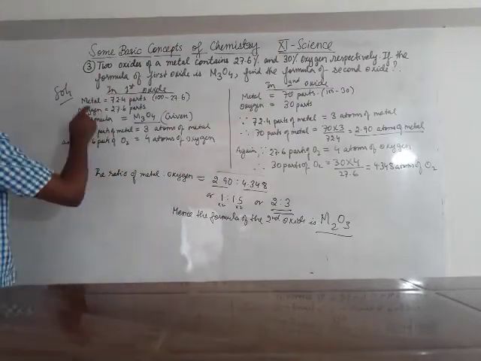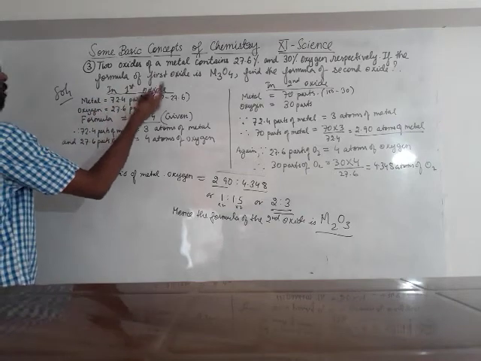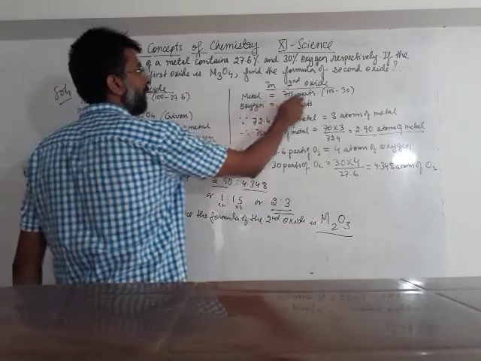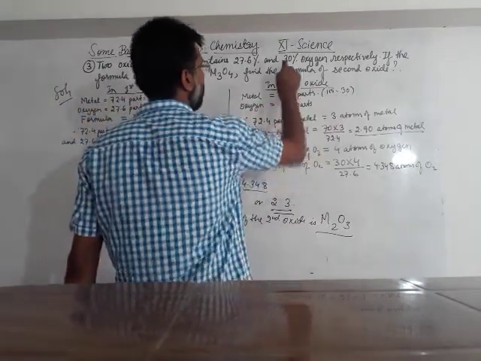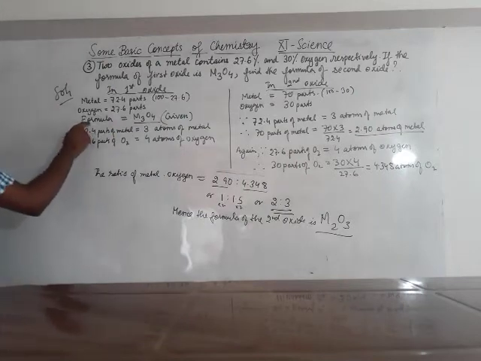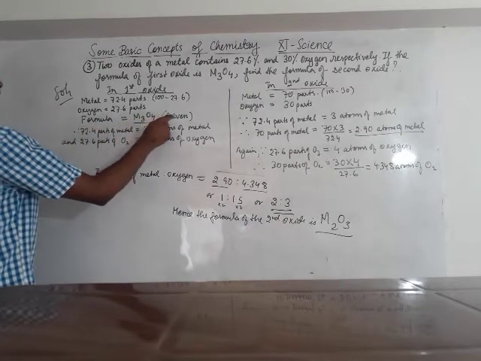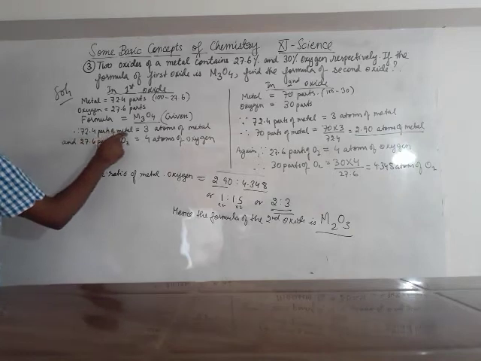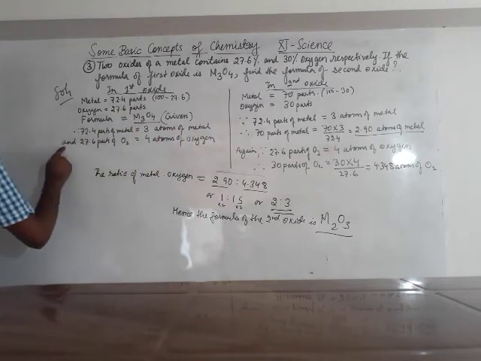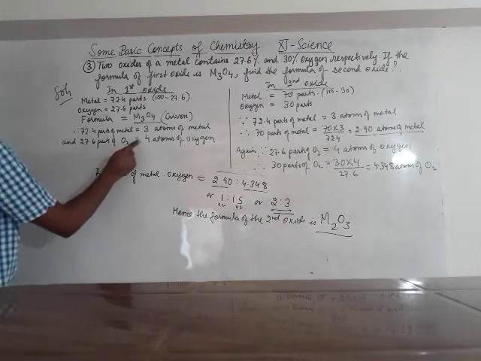In the first oxide, metal 72.4 parts. How? 100 minus 27.6. In the second oxide, metal 70 parts, 100 minus 30. It is given as 30. Okay. So now using the first part, the formula of the first oxide is M3O4, which is given. 72.4 parts of metal. How many atoms of metal? 3 atoms. So I write it down. And 27.6 parts of oxygen is 4 atoms of the oxygen.